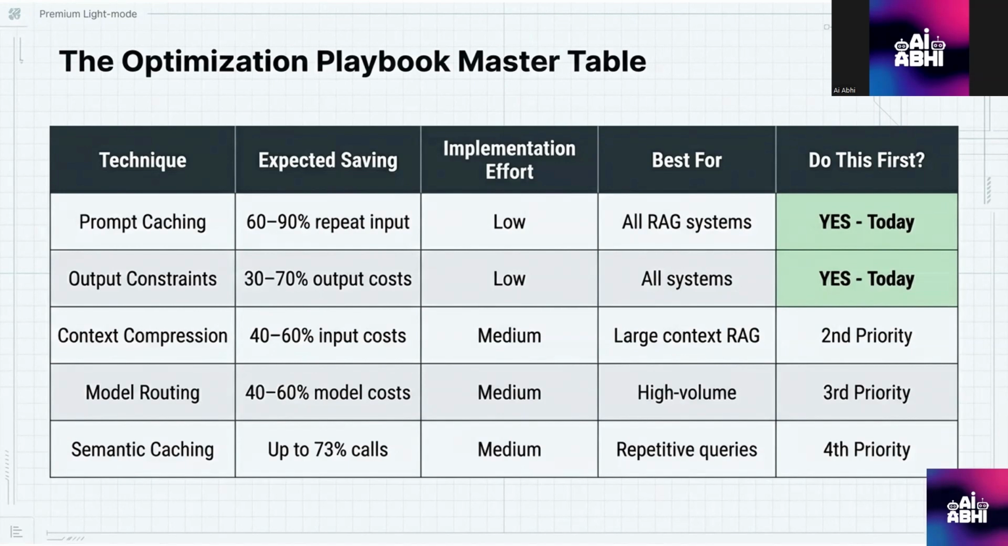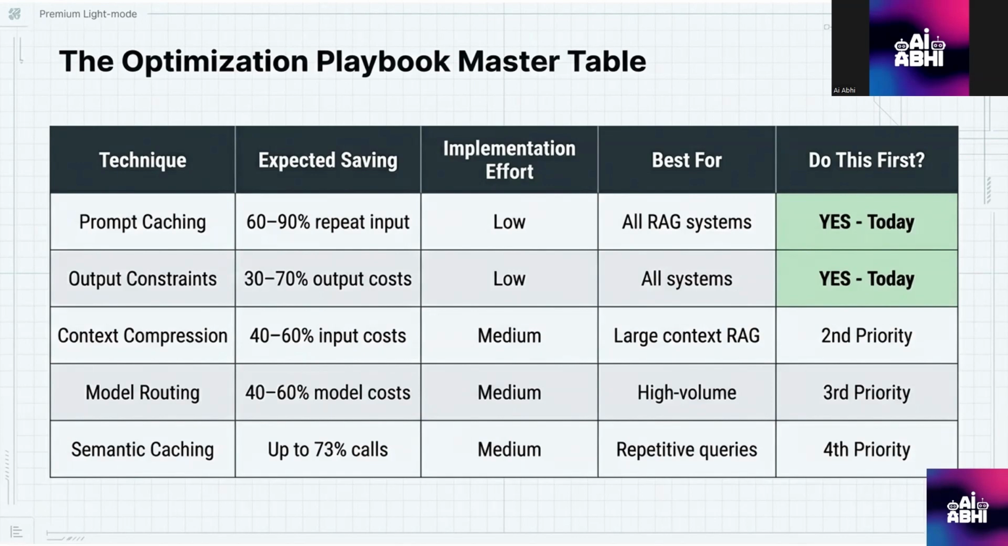Second is context compression. Here the expected saving is 40 to 60% of the input cost. Implementation effort is medium. Same goes for model routing, which also has medium effort. Context compression is for large context tasks. Model routing is for high volume production. And the fourth priority here is semantic caching, up to 73% of the LLM calls. It is medium effort. We can add vector cache layers in this. Apart from this, it's best for repetitive query workloads.